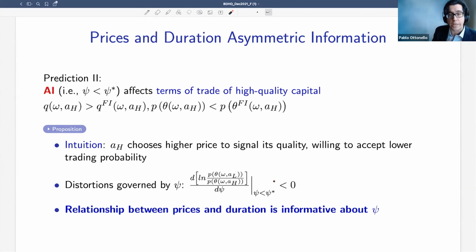The other thing that is important here is that the distortions in this economy are governed by this psi, or degree of asymmetric information. In particular, the lower the probability of the buyer discovering the true capital quality, the more distorted these ratios of matching probabilities for the low and high quality become. In that sense, the relationship between prices and duration is informative in this model about this degree of asymmetric information.